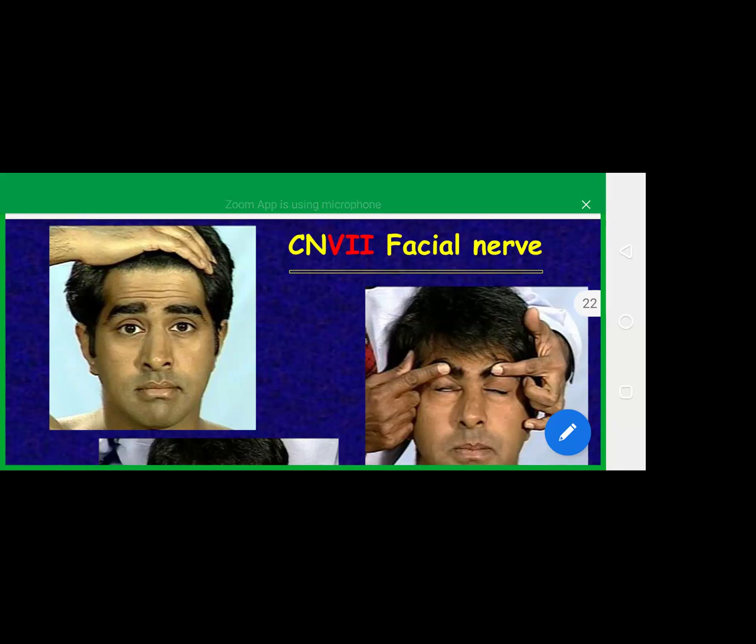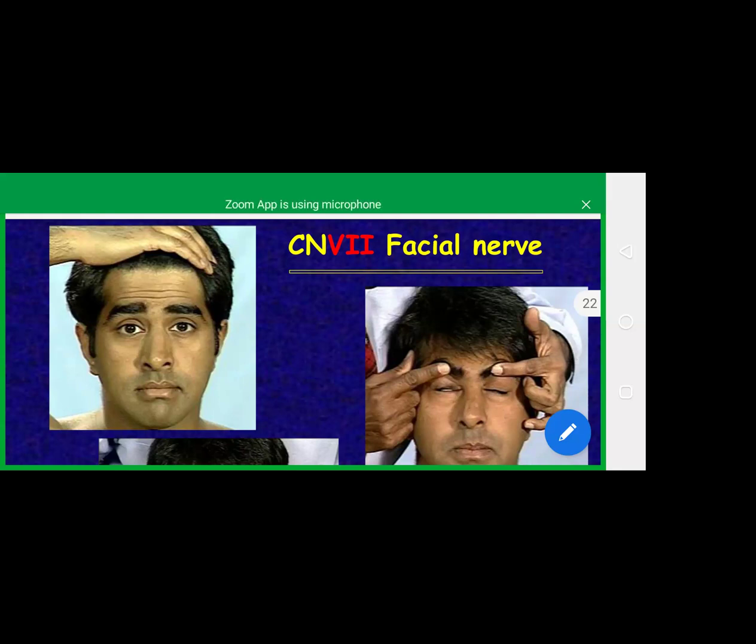But with any patient with facial nerve weakness, you just open it. The person will not even be able to close the eyes. The eyes will remain open. You tell the person, close the eyes. On the part of the face that has the problem, the eye will not close. The other one will close. The side with the problem will remain open.